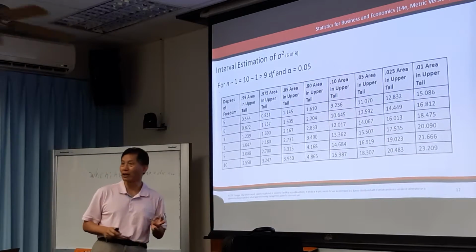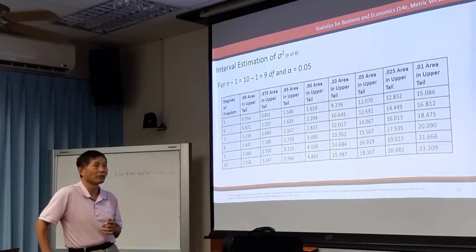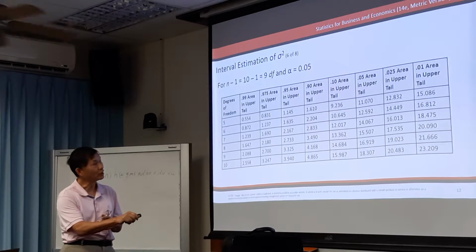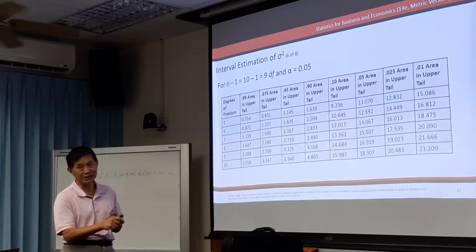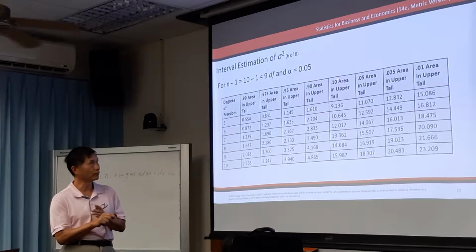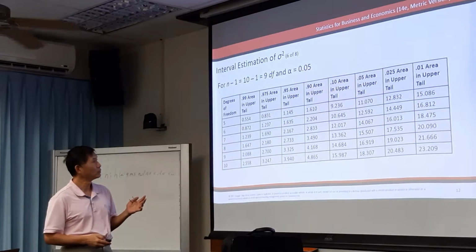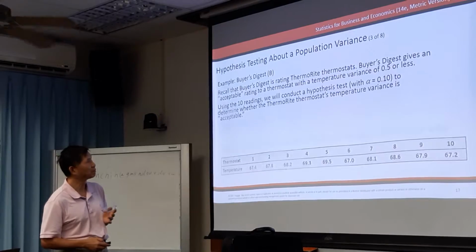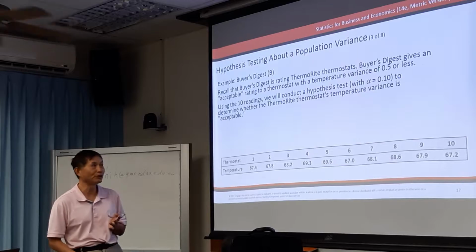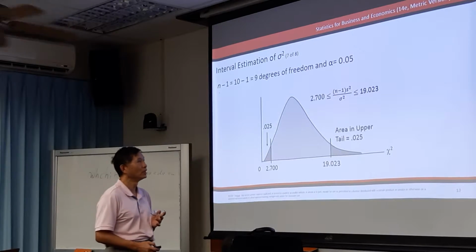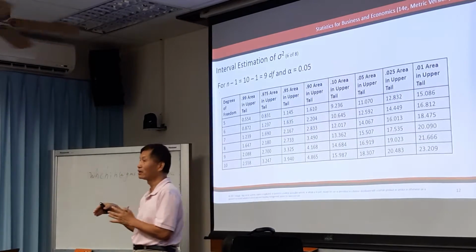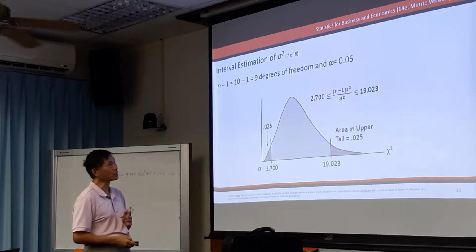For larger alpha, it's easier to reject the null hypothesis. So who will set the alpha equal 10%? Because the larger number is easier to reject. So it seems the buyer sets up the alpha equal 10%. If you are manufacturer, you prefer 1%, so that you have a smaller alpha, so it's not easier to reject.